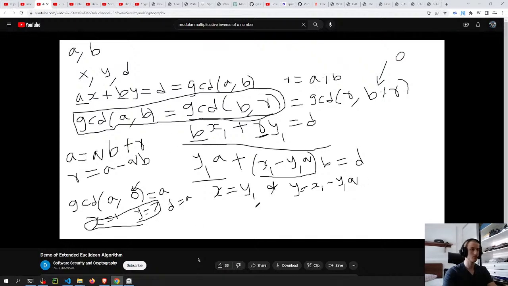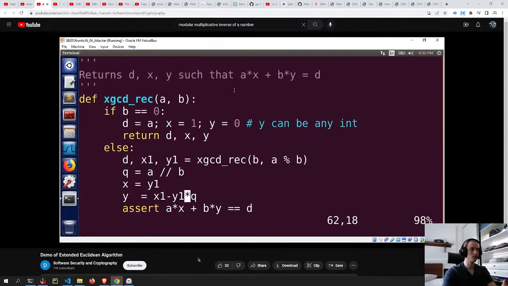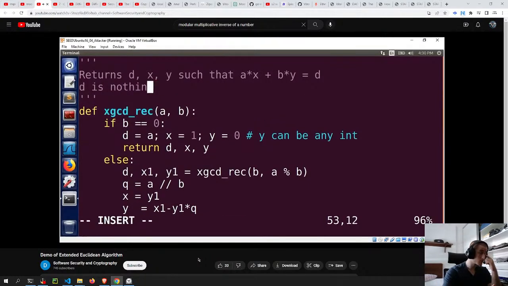So what I'm going to show you today is the algorithm that's going to implement that part. So here's the recursive algorithm. I'll zoom in a little bit. The algorithm takes a and b as inputs and computes x and y and d, which satisfies this property: a times x plus b times y is d. What is d? d is nothing but GCD of a comma b.